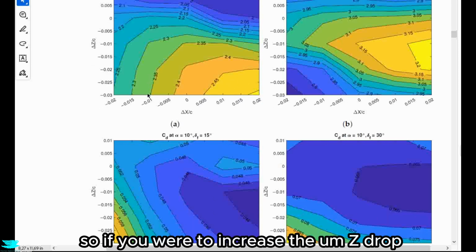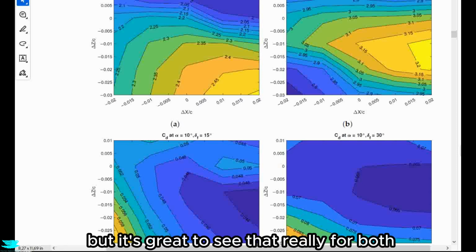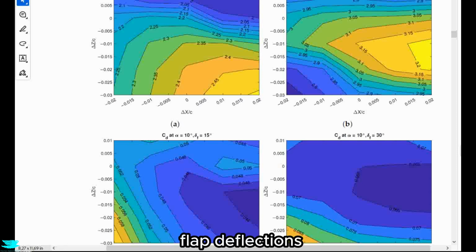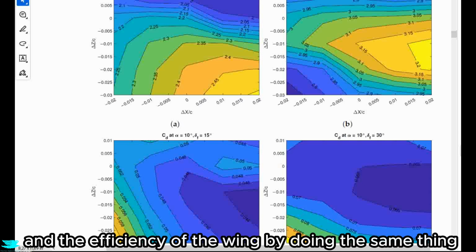and hence you don't get that local maximum. So if you were to increase the Z drop, I think for the 15 degrees, we'll just get that local high as well. But it's great to see that really for both flap deflections, there is a way of increasing the lift while reducing the drag, so you can dramatically increase the lift-drag ratio and the efficiency of the wing by doing the same thing.